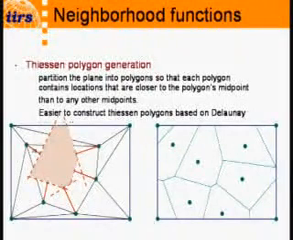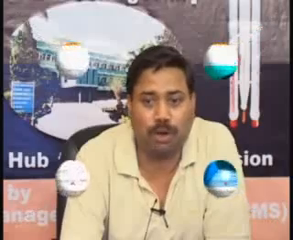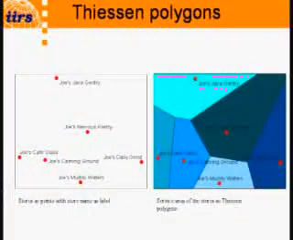So you can also use this Thyssen polygon concept for a mall service area. It can cater to the areas which are adjoining to this particular mall. It can cater to all those streets. So you can use this Thyssen polygon for different applications depending upon the requirement.